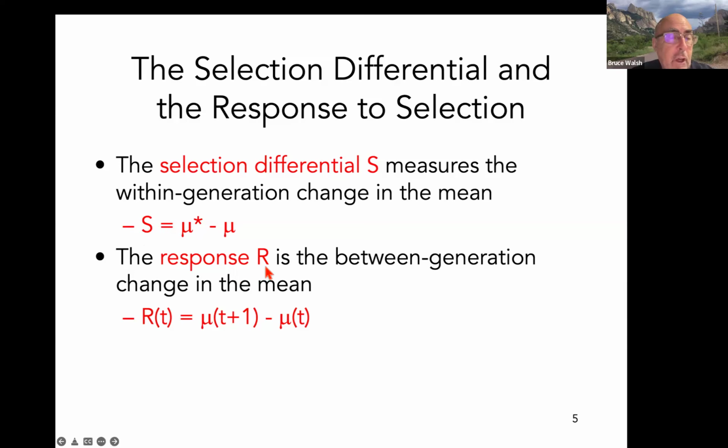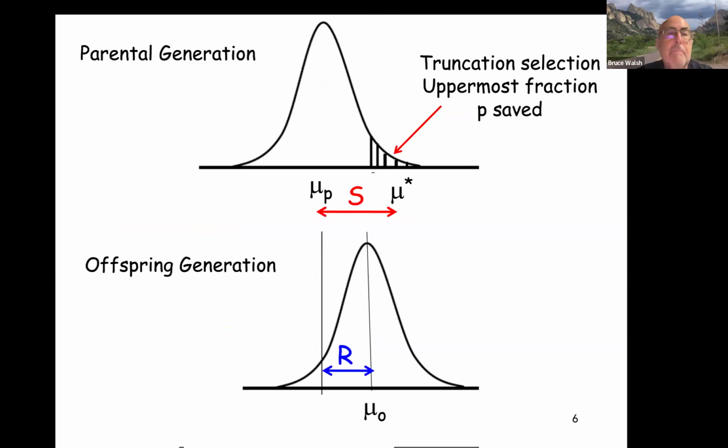The response to selection R: if I take those parents and mate them at random, what's the mean of their offspring? Well, mu t plus 1 is the mean of the offspring in the next generation. Mu of t is the current mean, that is the mean before selection. That's the change in mean. So what I want to do is connect the within generation change S to the between generation change R. And the way we do that is by what's called the breeder's equation.